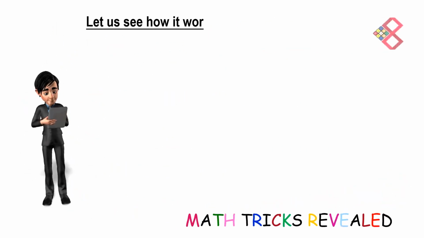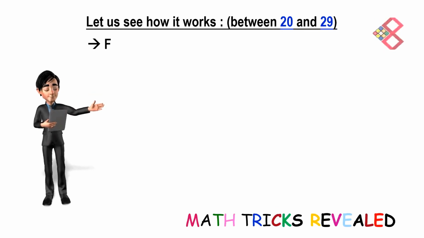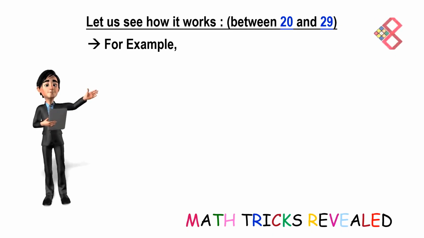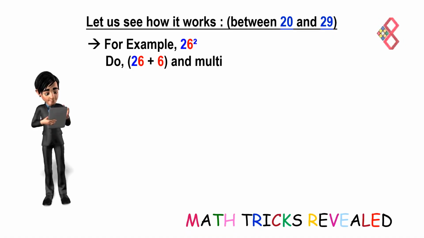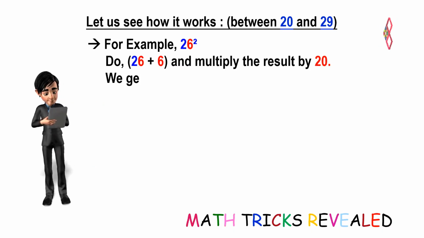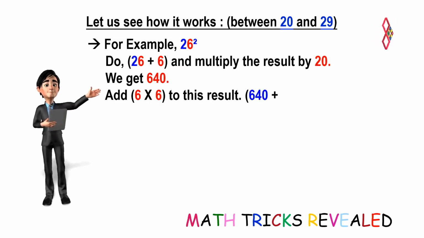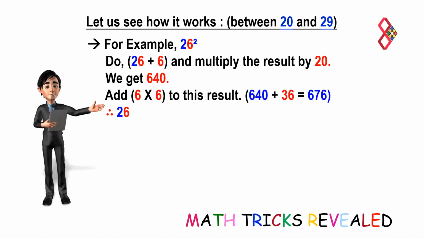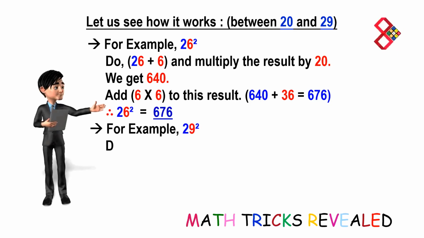Let us see how it works for numbers between 20 and 29. For example, we take 26 squared, do 26 plus 6 and multiply the result by 20. We get 640. Add 6 times 6 to this result. 640 plus 36 will give you 676. Therefore, 26 squared is equal to 676.